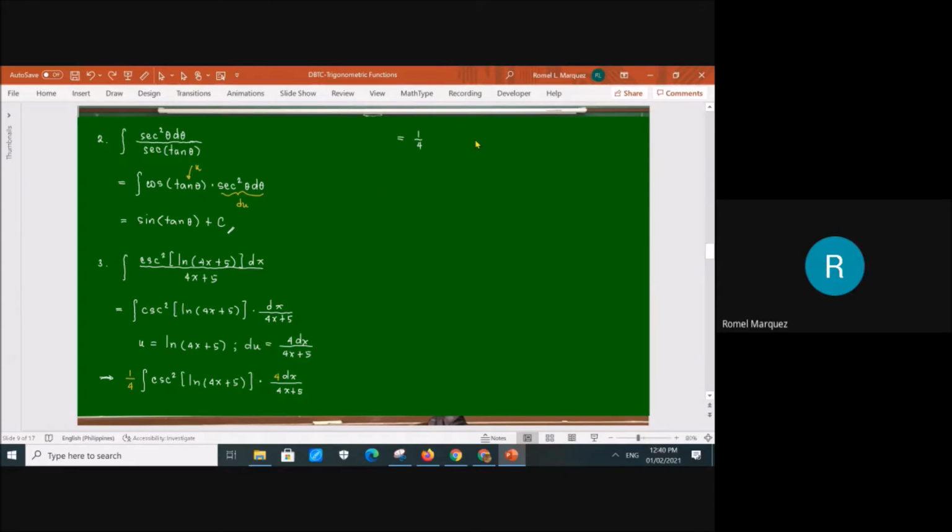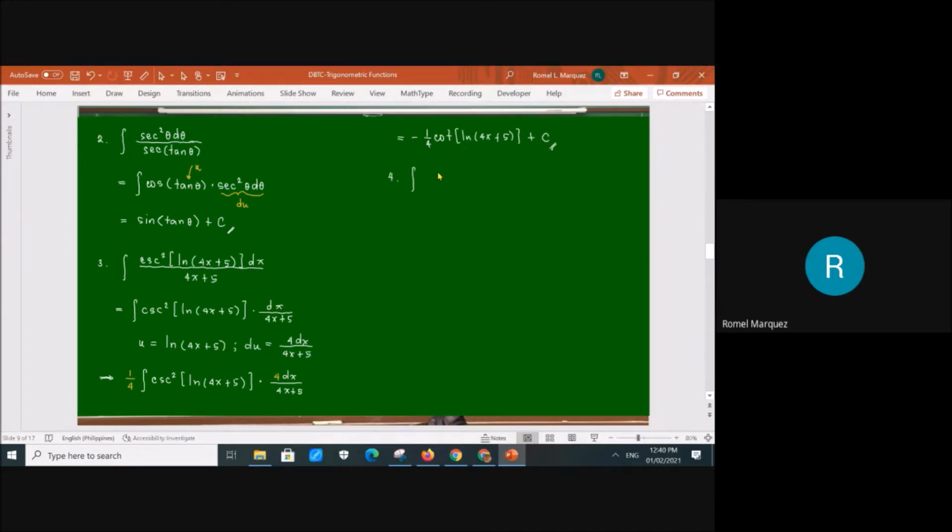So integral cosecant squared u du, what's the answer, guys? Negative cotangent, yeah, negative cotangent, and then copy the argument ln of 4x plus 5. Okay, and then of course multiply by 1/4 plus c.